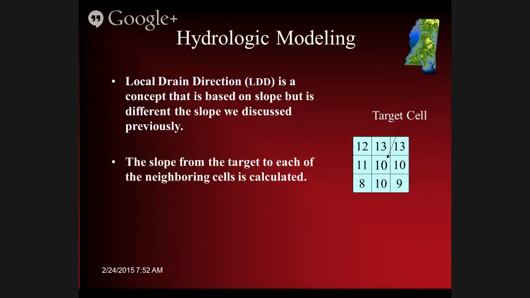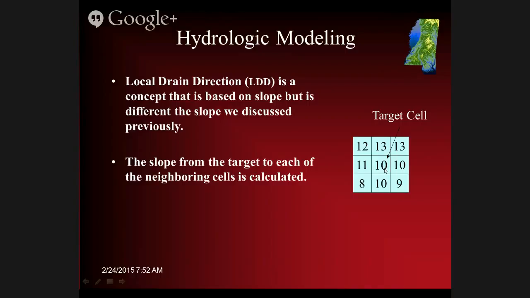So the slope from the target cell of each neighborhood is calculated. Instead of calculating the slope over all 9 cells and reporting that as the slope of this cell, what we're doing is saying, okay, from this target cell, what is the slope to this cell? What is the slope to this cell? What is the slope to this cell? And so on. So let's go to 9. What's the slope in this direction?